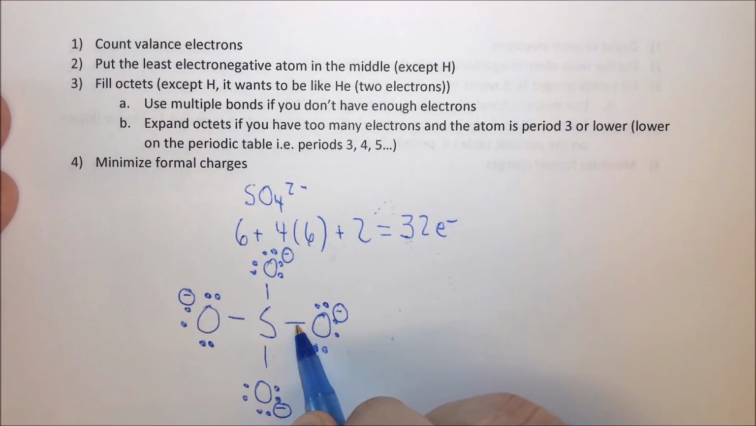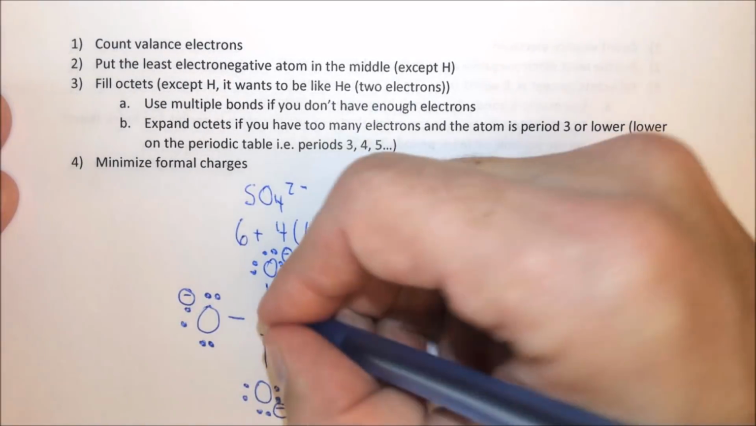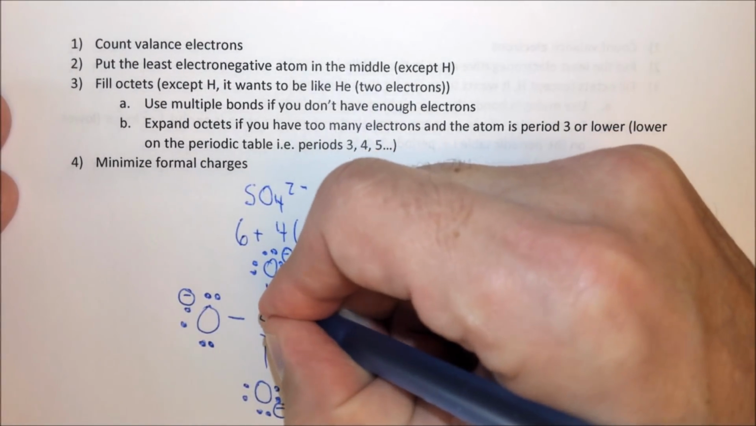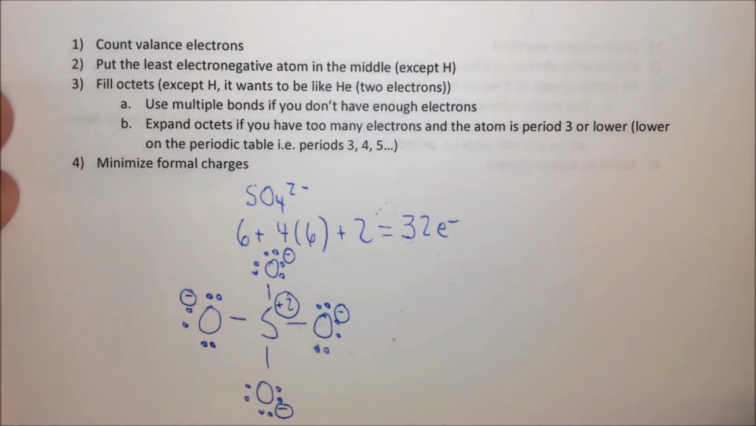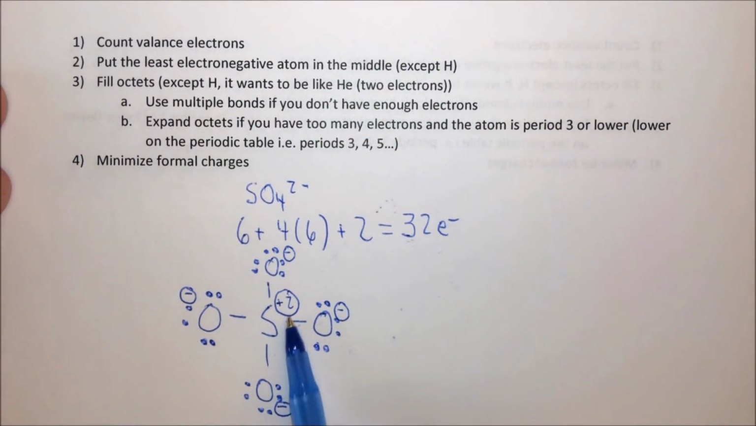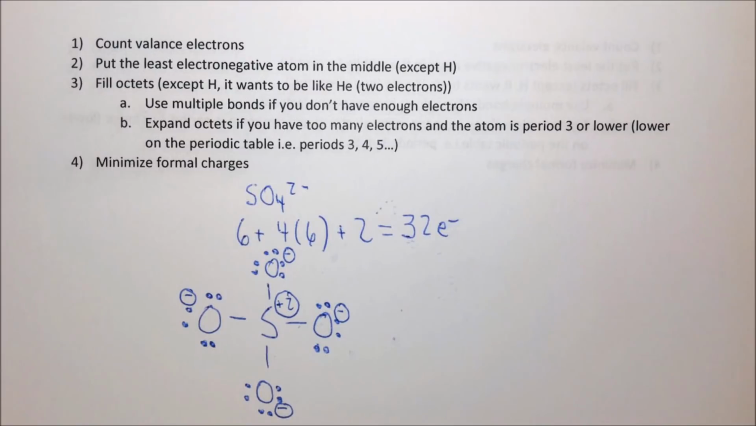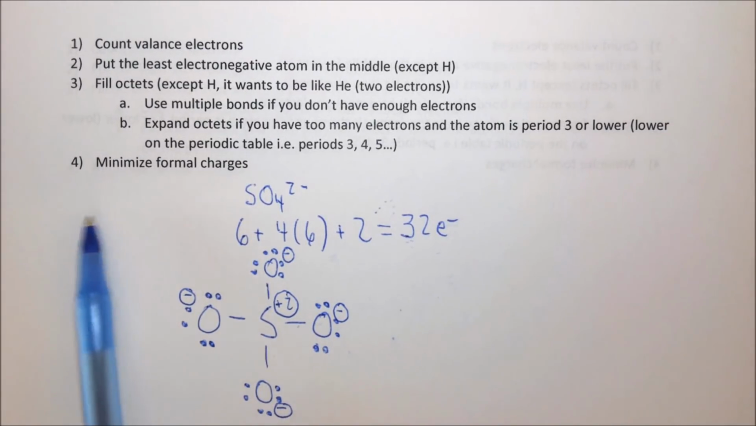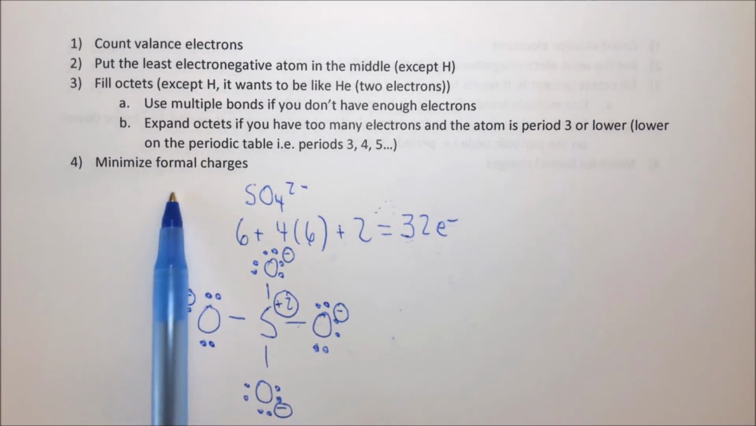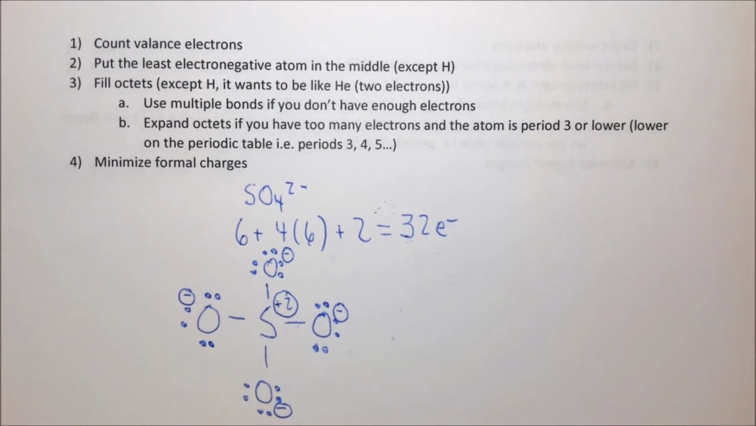Wants 6 and only has 4. So it's missing 2 electrons. Its charge is plus 2. When you see a plus 2 charge, that is probably not ideal. So notice that step 4 isn't just calculate the formal charges. It's actually minimize the formal charges.